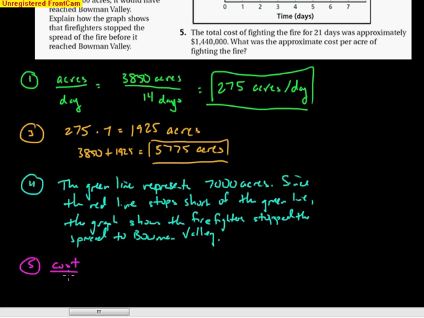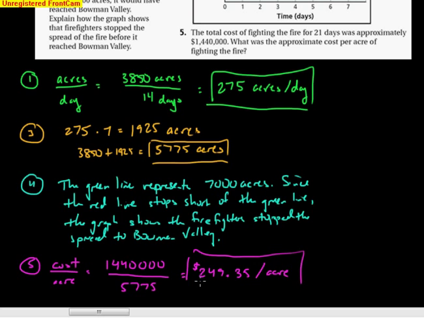Cost per acre. The cost was $1,440,000, all over how many acres? 5,775. And when I do that in the calculator and round to money, I get 249.35, and that'd be dollars per acre. If you use around 250, that'd be fine, or 249, that'd be fine.